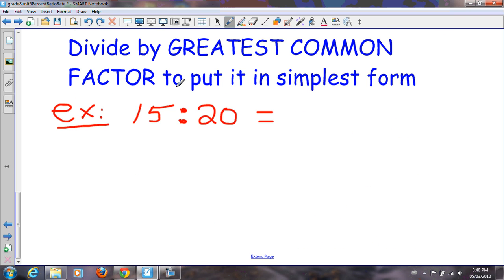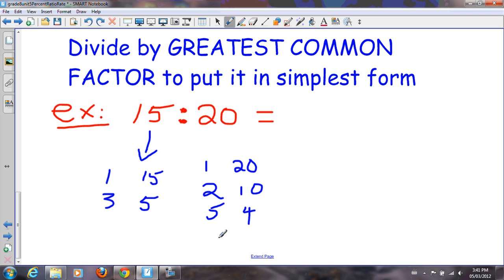Usually you're going to want to divide each side by the greatest common factor. In other words, what will go into each side, and what's the highest number that can go into each side? Well, if I think of what gives me 15, I know 1 times 15 will give me it. I know that 3 times 5 will do it, and that's about it. What about 20? Well, I know 1 times 20, and I know 2 times 10, and I know then 5 times 4. So what's the greatest common one? And the answer is 5. That's the one they have in common.